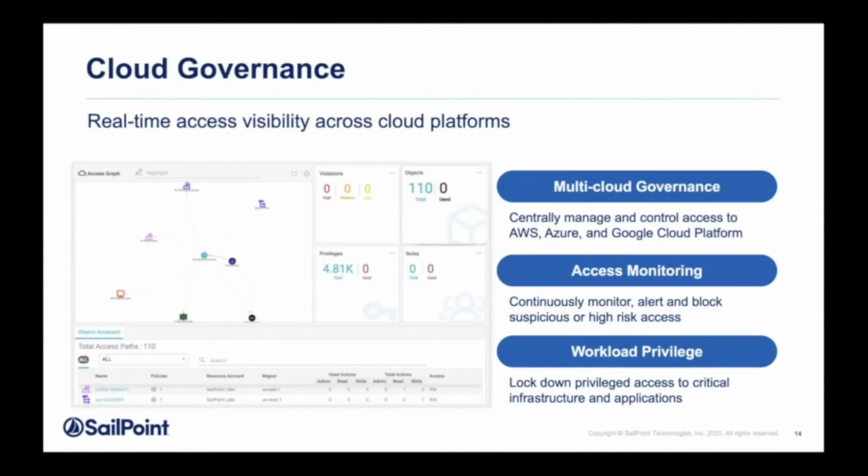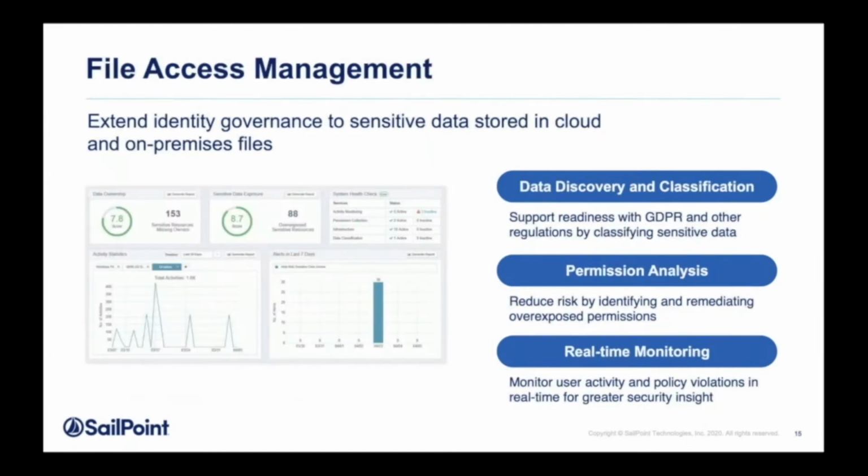Cloud Access Management allows you to discover and protect access to all your cloud platforms, including AWS, Azure, and Google Cloud Platform. If your organization relies on any of these, Cloud Access Management and Workload Privilege Management give you the visibility and control you need to protect these resources and workloads. File Access Manager enables organizations to securely manage access to their sensitive data and files in the cloud or on-prem.